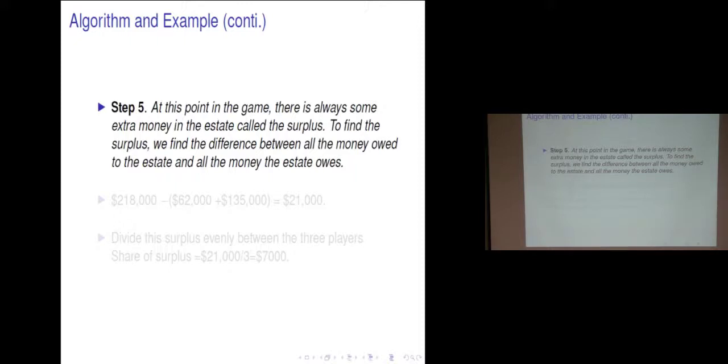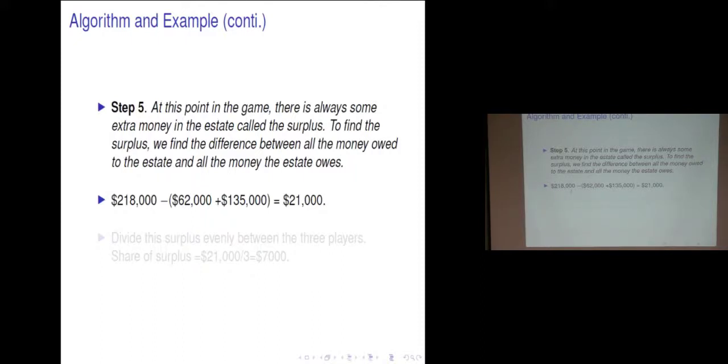So let's continue. Next step. At this point, there's always some extra money in the estate called the surplus. If you have questions, I'll explain why it's always the case. To find the surplus, we find the difference between all the money owed to the estate and all the money the estate owes.